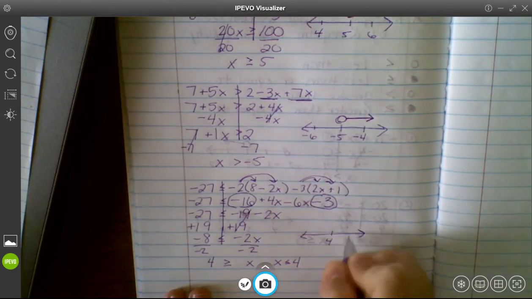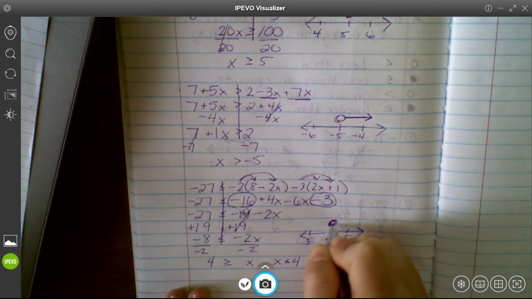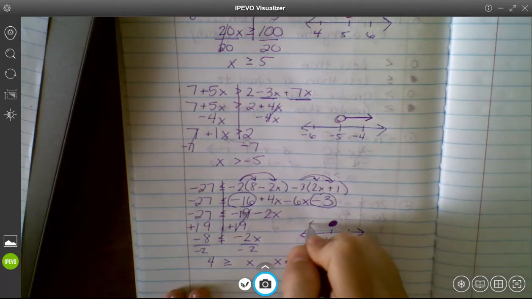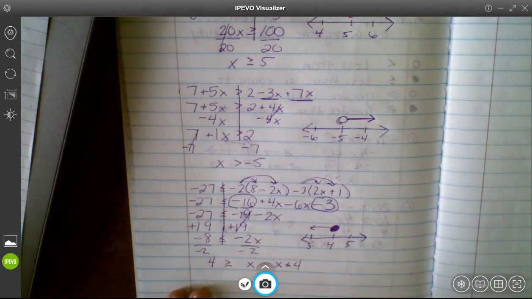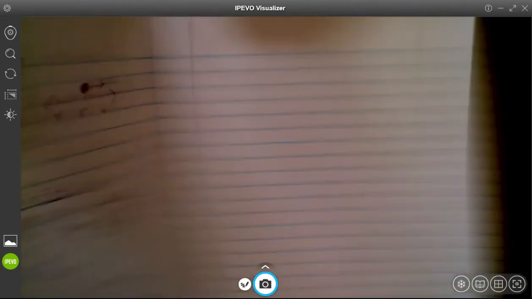So 4, 5, 3. So at 4, I have a closed circle. And x is less than. 3 is smaller than 4. So I'm going to draw it that way. Okay, so we're going to look at 2 more examples.